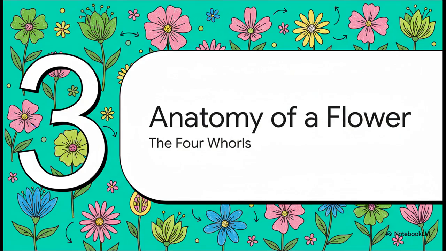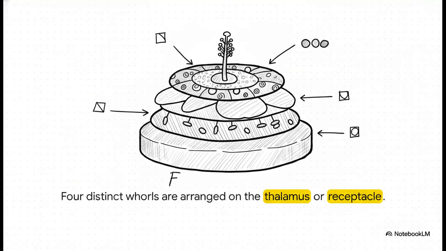Now let's zoom way in and dissect the anatomy of just one single flower. The basic structure starts at the bottom. See that swollen part of the stalk? That's called the thalamus, or receptacle. You can think of it as the foundation, or maybe even the stage. And arranged on this stage are 4 distinct layers, which botanists call whorls.